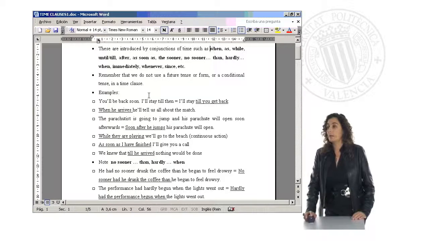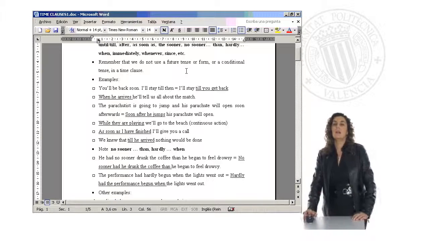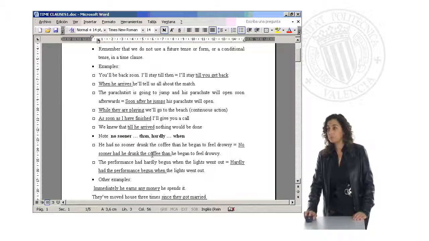Well, remember that we don't use a future tense form or a conditional tense in a time clause. For example, we say, you'll be back soon, I'll stay till then. Then I'll say, I'll stay, and then in the second part, I don't use the future: till you get back. I'll stay till you get back. It's supposed that with the conjunction we express that it's a time clause, as in the future. It's the same time, right? Another example, when he arrives, he'll tell us about the match. He'll tell us is in the future, but when he arrives, no.